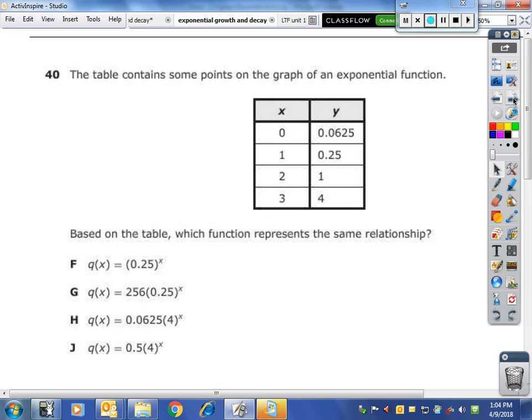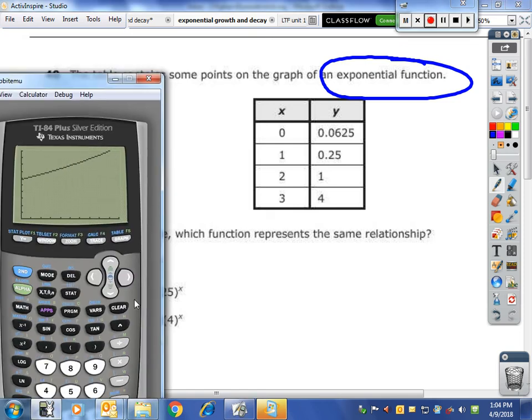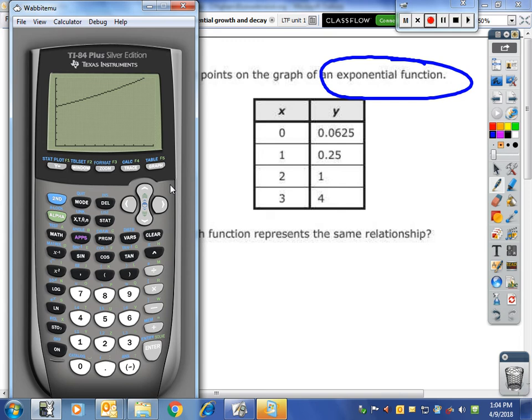All right, look at this one. Now, there is a very easy way to do this, but I also want to show you another little thing you can do in the calculator. Do they tell you what kind of function this is? What kind? Exponential. And they give you points. Where do you go if they give you points? Go to stat, please, and let's put those points in.